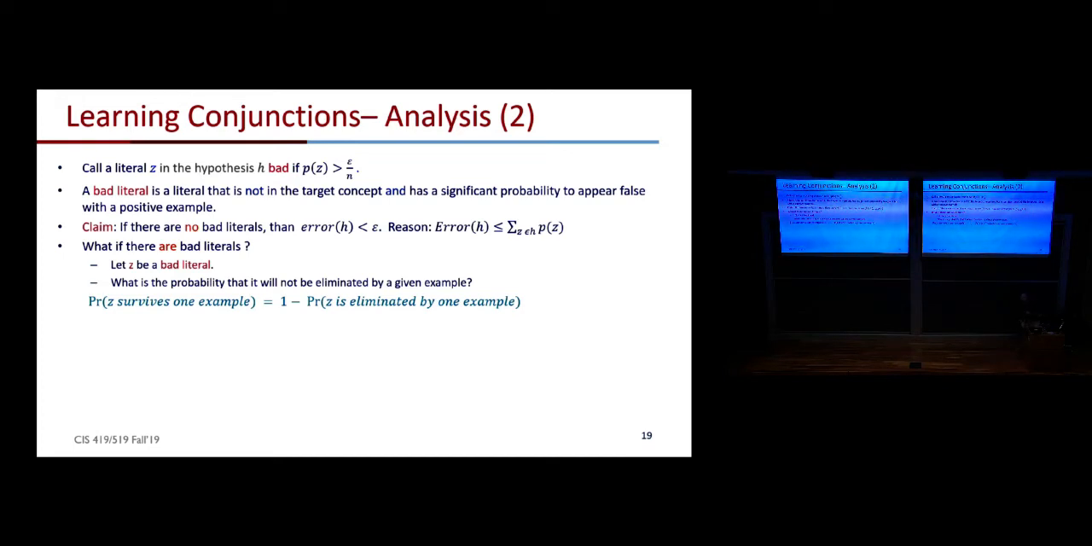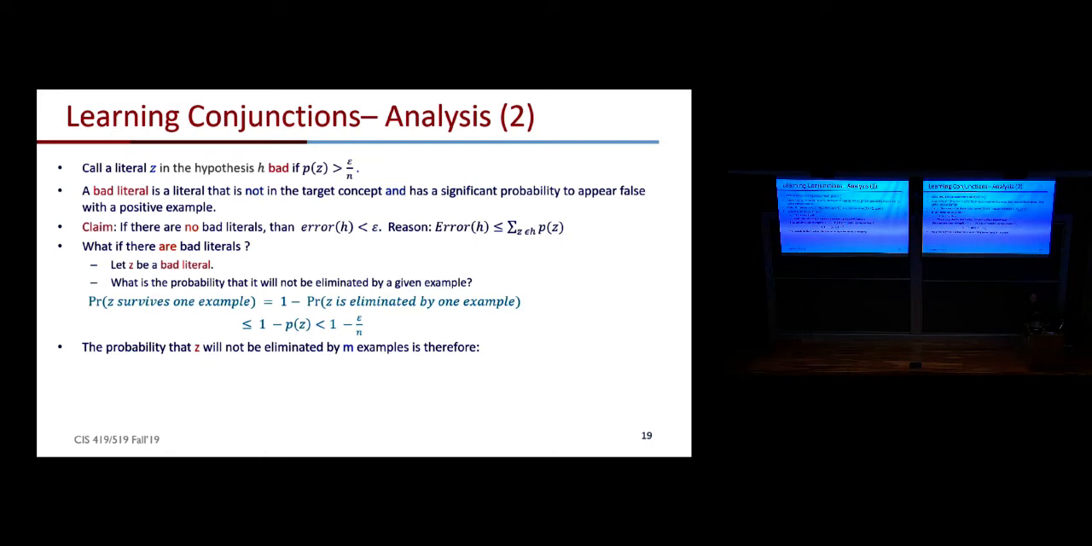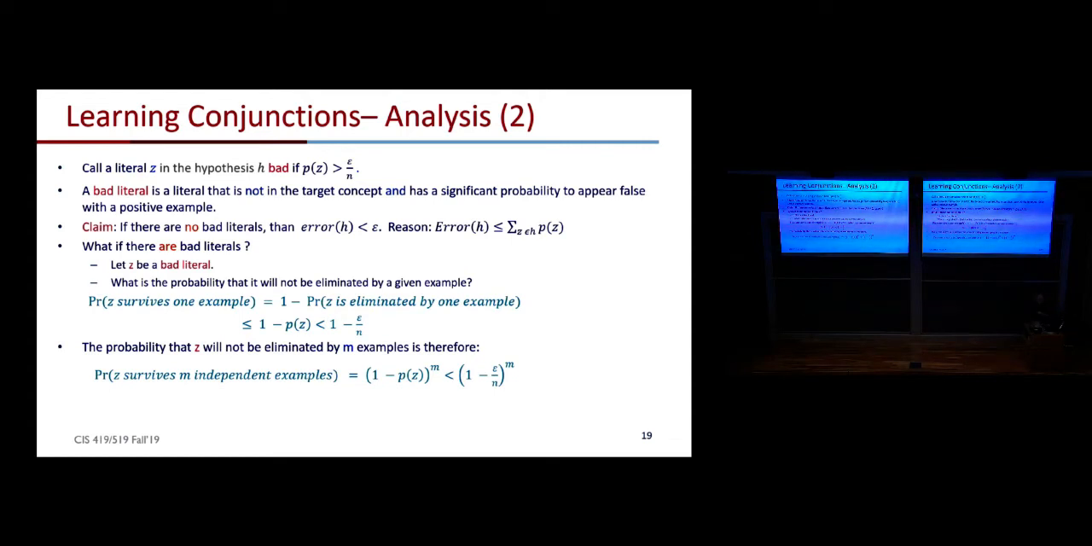Now, what is the problem with this x1, or in general with a bad literal, is that I've seen many examples and it wasn't eliminated. It's still there in my hypothesis. What's the probability that I've seen m examples and it's still there? This one is less than 1 minus epsilon over n. But what's the probability that it will not be eliminated by m examples, which I assume to be independent examples? So the probability is going to be 1 minus p of z to the m, which is less than 1 minus epsilon over n all to the m. So it could happen that some literal that I call here a bad literal survives m examples, was not eliminated, but the probability that this happens is less than 1 minus epsilon over n to the m.